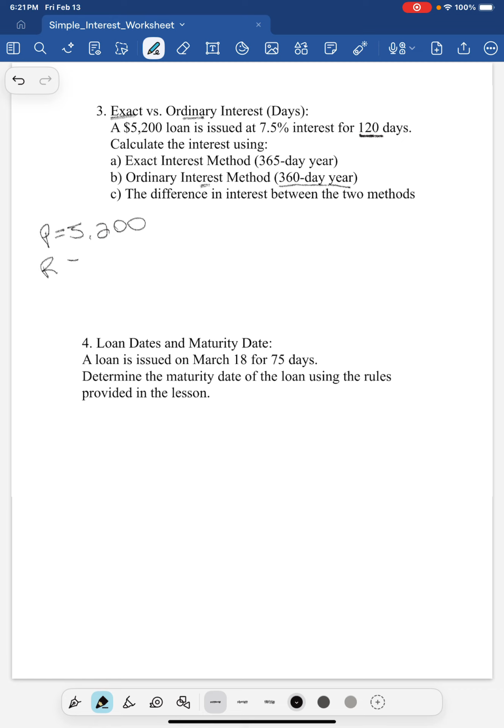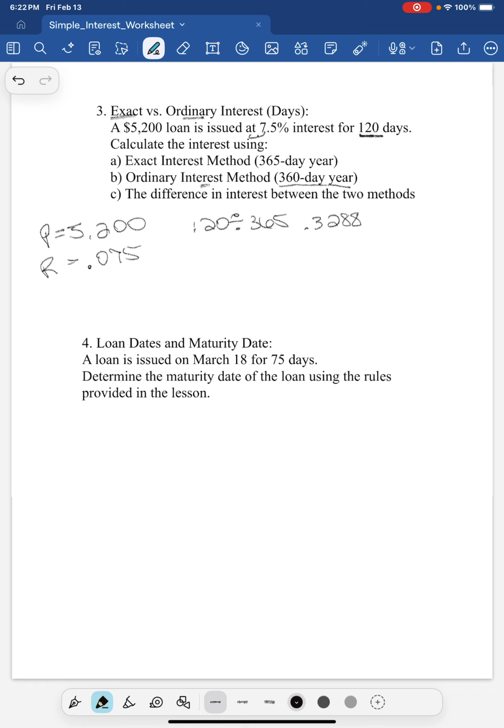Your rate, you're going to multiply when you move this twice by 0.075, okay? And here's what you do. For exact interest, you divide 120 by 365. You divide the number of days in your loan by the number of days of whichever method you're using. So for exact, it's 365. And you get some craziness. You see, you get 3, 2, 8, 7, and it goes on and on. So we're going to round that. We're just going to leave it at 4 digits so you don't get overwhelmed by that.